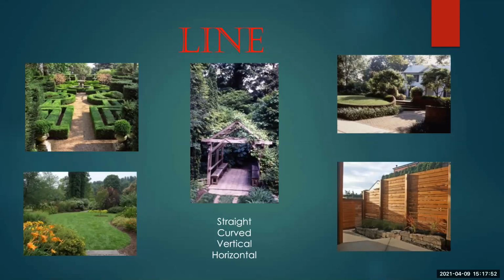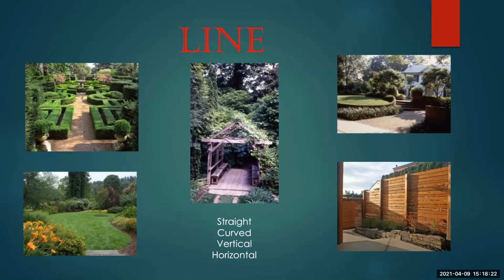The first thing that we're going to talk about is line. Lines are straight, they can be curvy, they can be vertical, they can be horizontal. The straight lines tend to take your eye and they follow the path. They show you the way that you're going to go. And when they're straight, they tend to be formal in appearance. So you've got this formal garden, and you can see the lines, and they're very neat and precise.